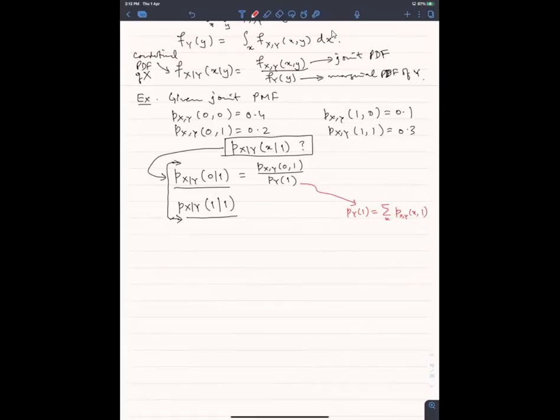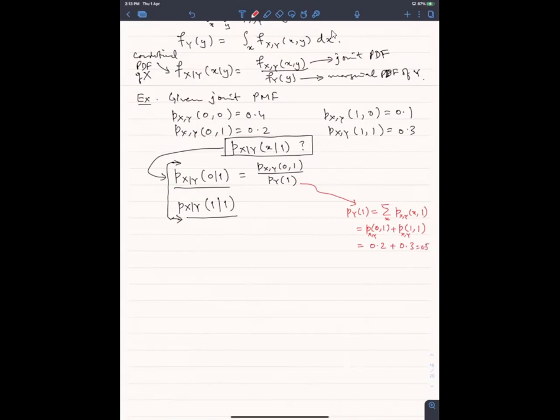If we have to find the value for y equal to 1, then we sum out x. Similarly, if I want to find the PMF of y at 0, I will again have to sum out x, for the value of y equal to 0. Okay? So this would be equal to p of x y at 0, 1 plus p of x y at 1, 1. And these numbers are given to us. 0, 1 is 0.2 and 1, 1 is 0.3. Okay? So this is 0.5.